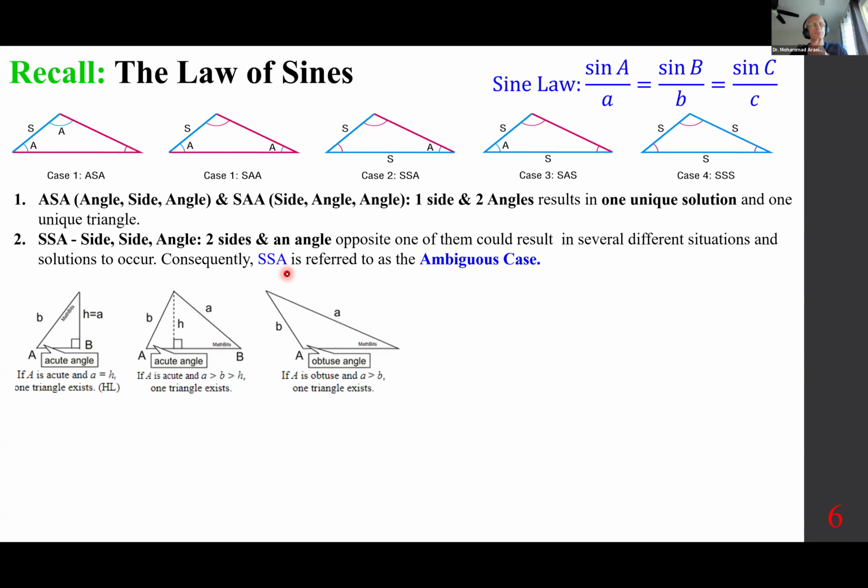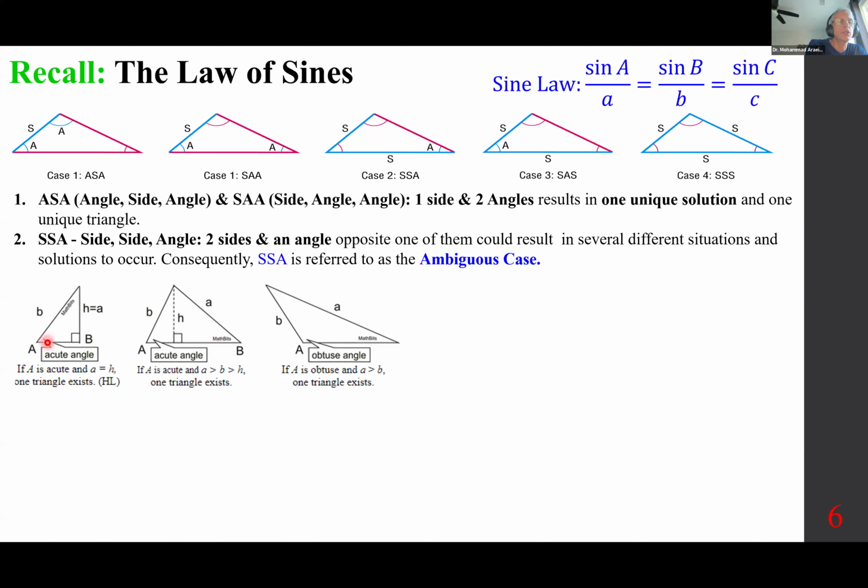So what happens? If this angle is acute and a equals h, we have one triangle. In fact, it's a right triangle. If this is acute and a is larger than h, and a is larger than or equal to b, in other words, h is less than both sides, then again we have one unique solution. If A is obtuse, meaning between 90 and 180 degrees, and a is larger than b, then there is a unique solution, a unique triangle.